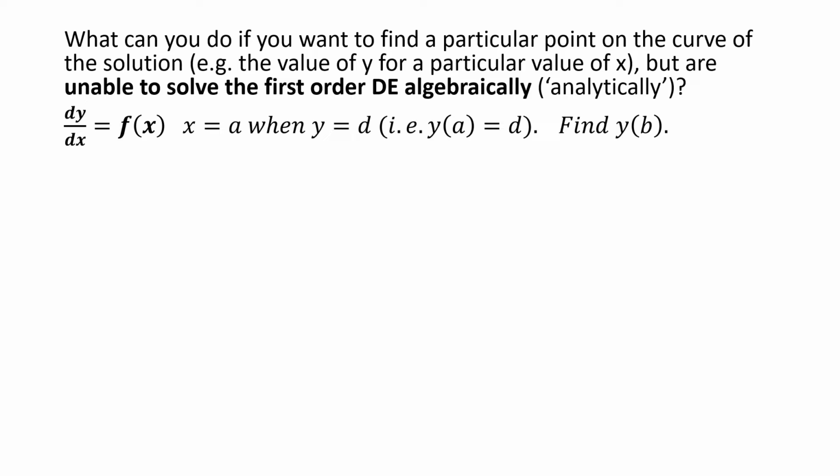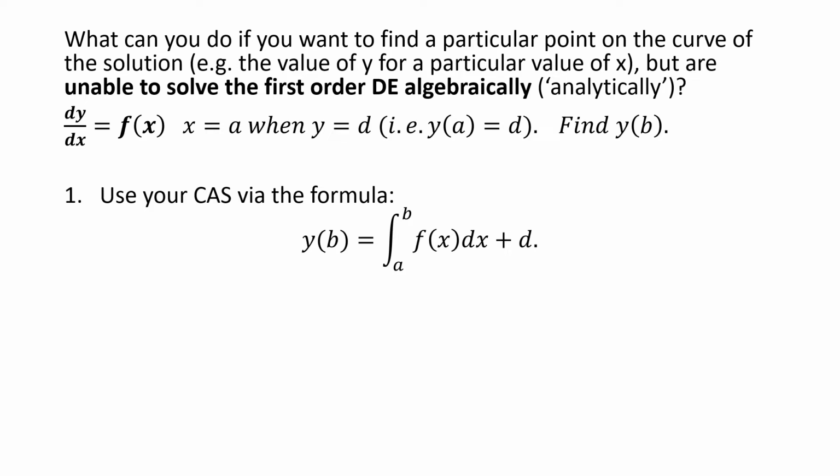Okay guys, here's a question for you. What can you do if you want to find a particular point on the curve of the solution, that is the value of y for a particular value of x, but are unable to solve the first order DE algebraically? Okay, so in other words, you've got a dy dx equals f of x situation involved. We'll talk about a function of both variables, x and y, in a minute. You're told when x is a, y is d, and you need to find the value of y when x is equal to b. Well, of course, if you've got access to your CAS, you just whack it into that formula and you'll get a very, very good approximation for the value of y when x is equal to b.